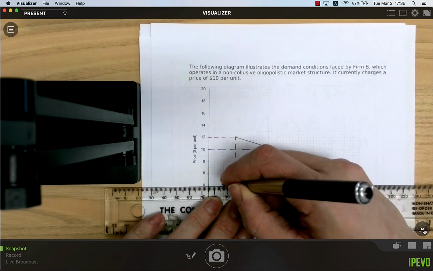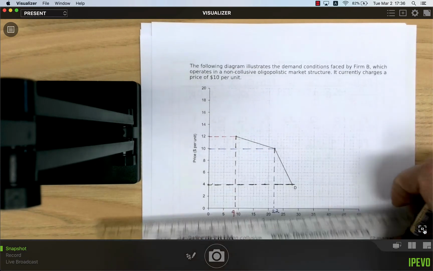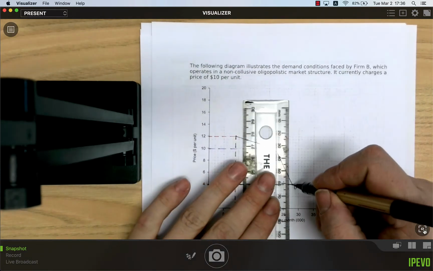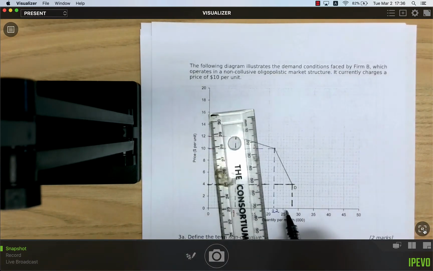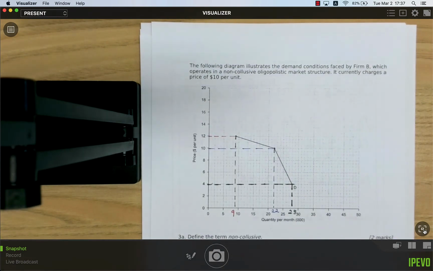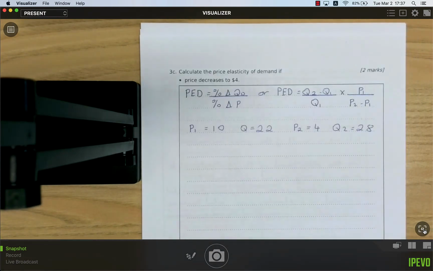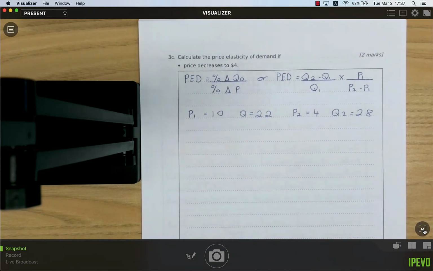There's a price of 4. We go down from this point here. And I think that's 26, 27, 28. I think that's 28, guys. Okay? Now, so therefore, I have obviously set this up. Here's one I prepared earlier, right? And I, again, am going to use this formula for PED.